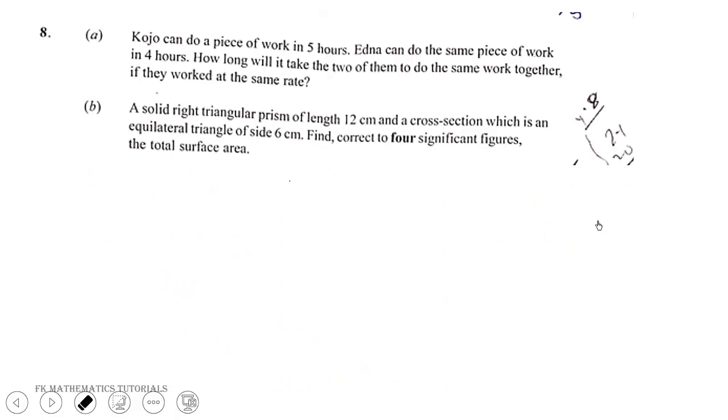A solid right triangular prism of length 12 centimeters and a cross section which is an equilateral triangle of side 6 centimeters. Find, correct to 4 significant figures, the total surface area. So the thing is like this. We have 6 centimeters for the.